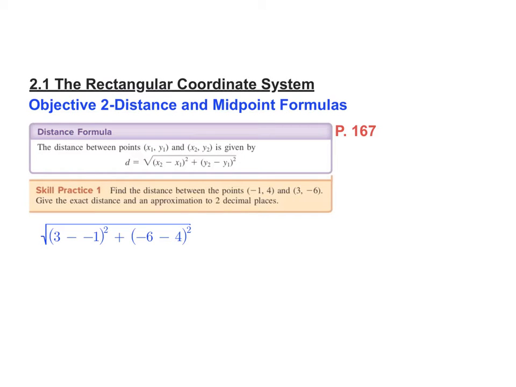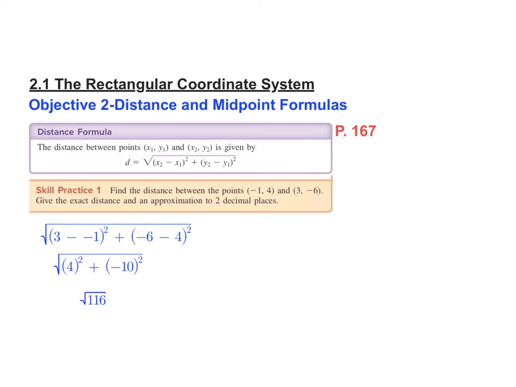So I actually followed the formula and went x2 minus x1, so in this case 3 minus -1, -6 minus 4, so this is positive 4 squared, and this is -10 squared. Okay, so that is the square root of 16 plus 100. And then, so an exact answer is basically with the radical, breaking it down as best as you can.